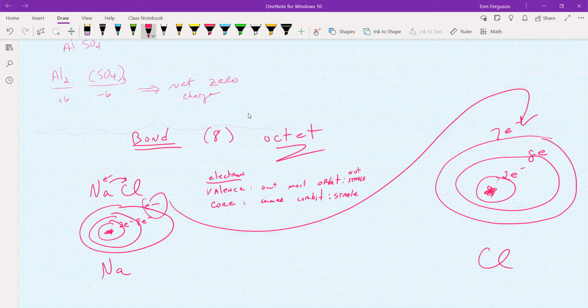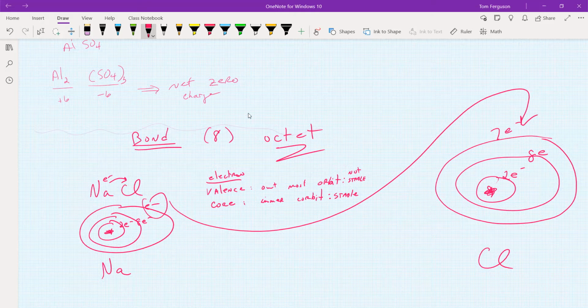the electron from the sodium is given to chlorine. So sodium is happy now. It has an octet on its outer orbital now. Chlorine is happy because it's got an octet on its outer orbital. That's why the ionic bond forms. One gives up, one receives.